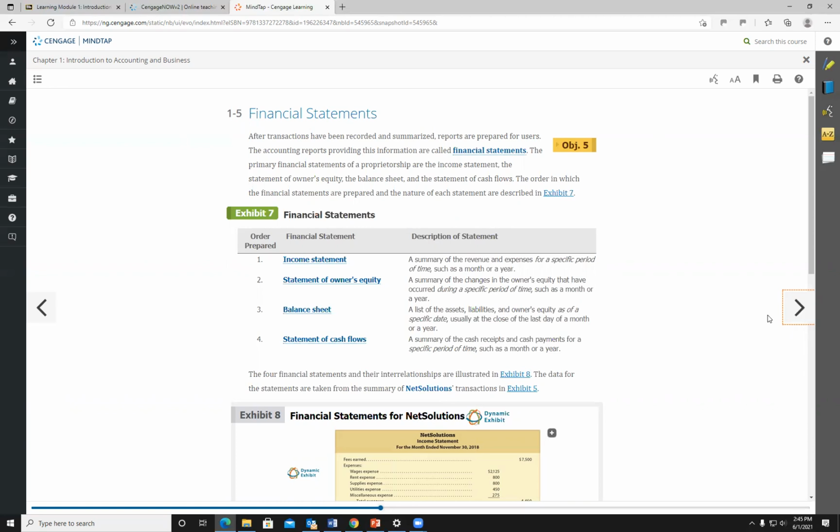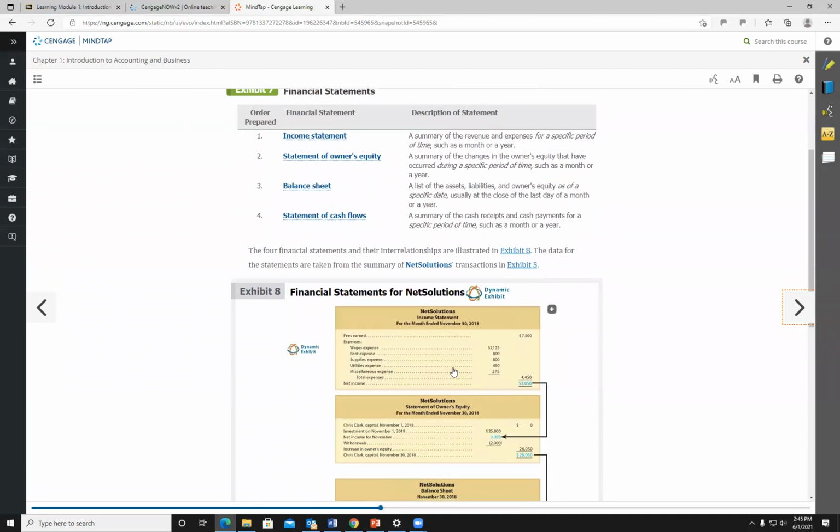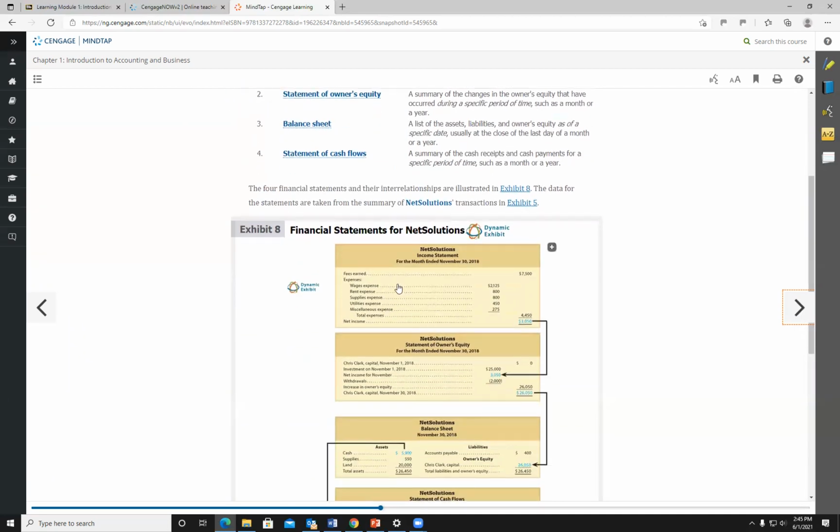profit. So this is an example right here, a very simple income statement. Here's your fees earned. So if you remember in Net Solutions, we earned $7,500 in revenue. And then here's all of our expenses that we paid out throughout the whole month, which totaled 4,450. So to get our net income or our net profit, we're going to take our total revenue, subtract our total expenses, and that gives us our net income for the first month of November.